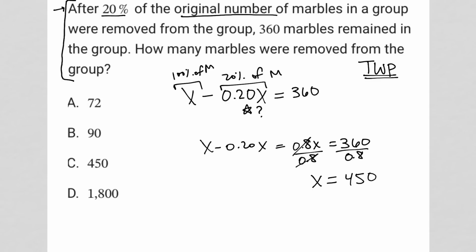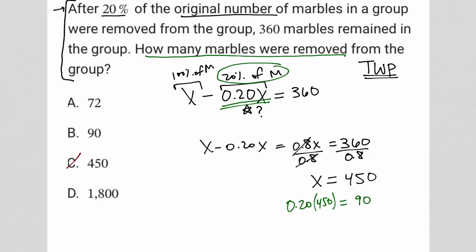I see 450 here as answer choice C, but again, the question isn't asking me for the value of X. It's asking for how many marbles were removed, which is 20% of X, right? 0.20 times X. So if X is 450, then 0.20, or 20% of X, or 20% of 450, is equal to 90, and that is the correct answer to this question.